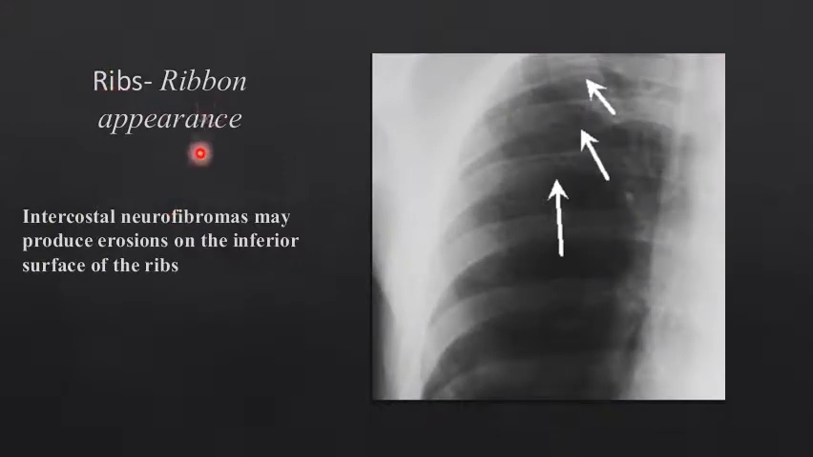Ribbon-like appearance of the ribs. Here we can see that the inferior margins of the ribs are well demarcated and eroded. It's mainly because of neurofibromatosis involving the intercostal nerves, causing pressure erosions of the inferior rib margins, giving them a classical ribbon-like appearance.